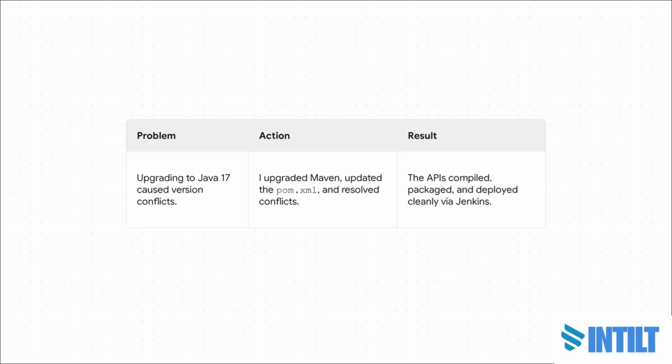Let's break it down. The problem? Upgrading our Java version created a bunch of version conflicts. The action? I went in, upgraded Maven, updated the pom.xml with the right drivers, and sorted out all those conflicts. And the result? The API is compiled, packaged, and deployed perfectly through our Jenkins pipeline. See? You didn't just define Maven, you showed how you used it to solve a real problem. That's so much more powerful.